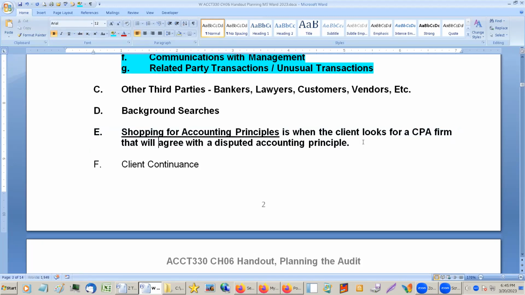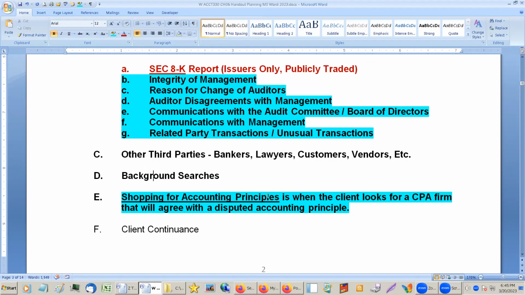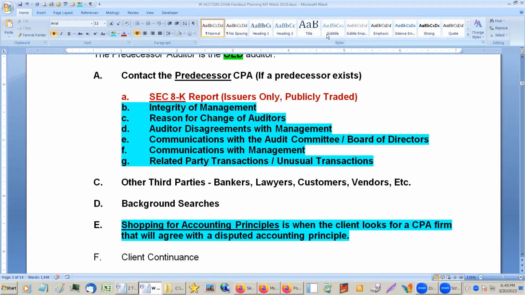Shopping for accounting principles is usually when there's a disagreement with the current auditors. So shopping for accounting principles is when the client looks for a CPA firm that will agree with their disputed accounting principles. A lot of times this comes down to people pounding on tables. Well, this is revenue, and the others say, no, it's not revenue. Yes, it is. Well, you know what? You're not the only CPA firm in the world. I'm going to find another CPA firm. And so what they do is they start calling around.